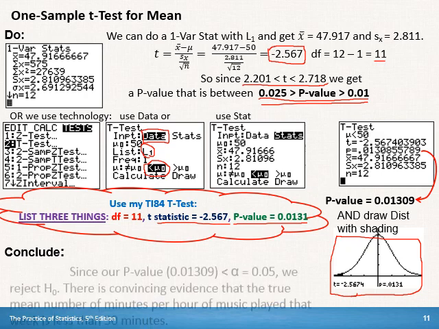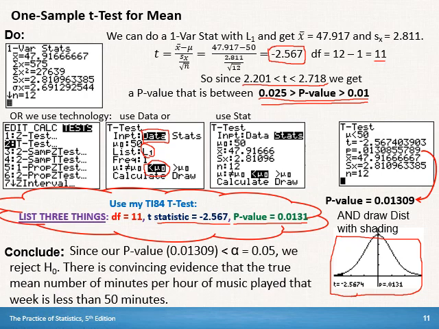Okay, so our conclusion, three parts: our p-value of 0.013 is less than our alpha of 0.05. Therefore, we're going to reject the null hypothesis. That's the second thing we have to say. And then the third thing is that there is convincing evidence that the true mean number of minutes per hour of music played that week is actually less than 50 minutes.